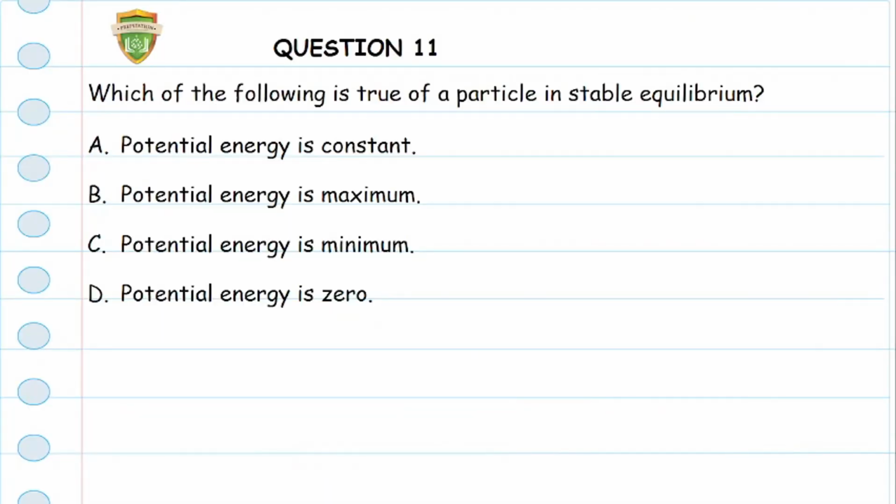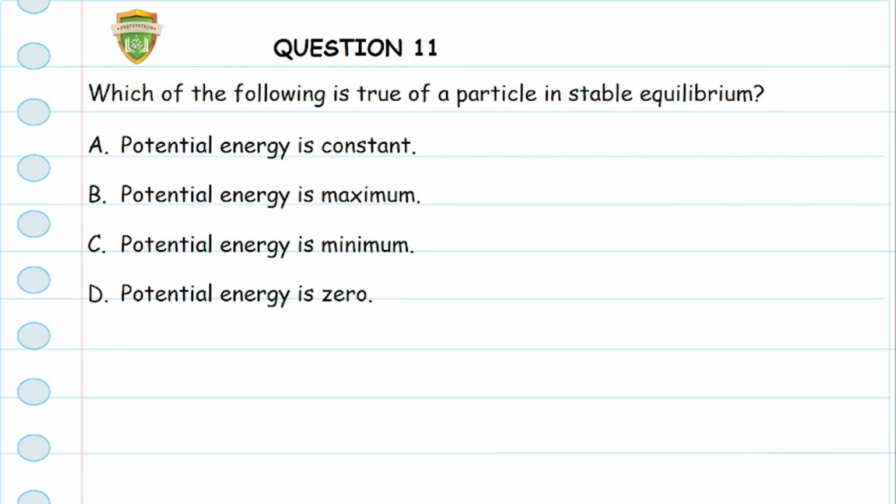Question 11. Which of the following is true of a particle in stable equilibrium? Now, generally, there are three types of equilibrium: stable, unstable, and neutral. In neutral equilibrium, the particle that is displaced neither returns to its initial position nor moves away from it. So, in the case of neutral equilibrium, the potential energy is constant. For unstable equilibrium, the particle is displaced further away from its initial position when slightly displaced. So the potential energy for unstable equilibrium is maximum.